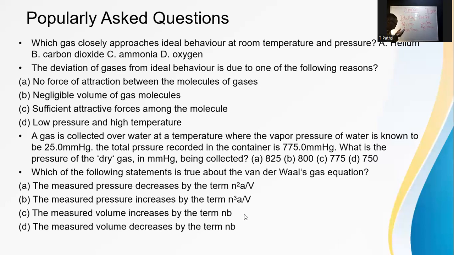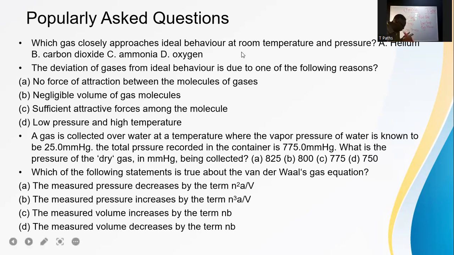The deviation of gases from ideal behavior is due to one of the following reasons. 1, no force of attraction between the molecules of gas. That is correct as an assumption. When we see no force of attraction, that is present in ideal gas, so we never deviate from it. So that is out of the options. Negligible volume of gas molecules. Yes, we said earlier that it has negligible volume under assumptions. So it will not deviate from ideality at that condition. No.